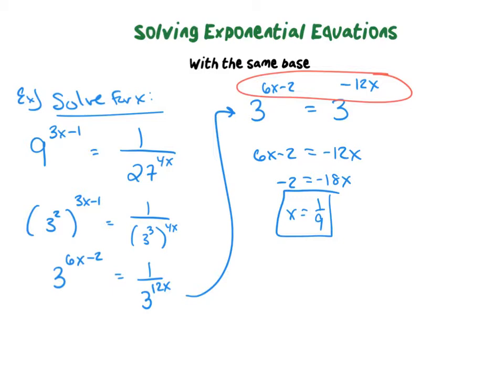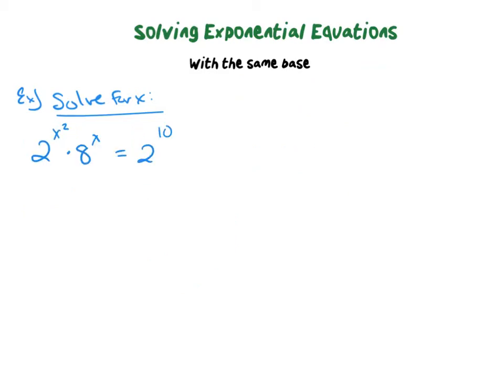Okay, one more example. Let's solve for x. 2 to the x squared, let me clean that up a little bit, times 8 to the x equals 2 to the 10th. Okay. I love that I have 2 to the x squared and 2 to the 10th. I can write 8 as 2 to the something. I can write this 8 to the x as 2 cubed to the x. So this would be 2 to the x squared times 2 to the 3x equals 2 to the 10th.